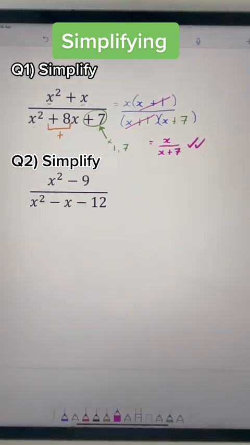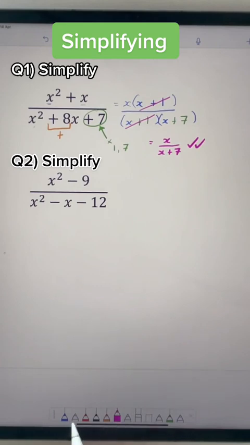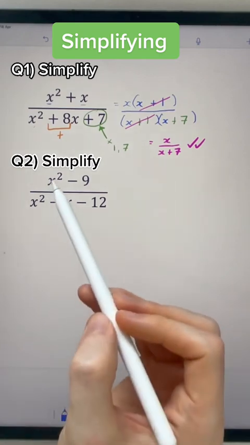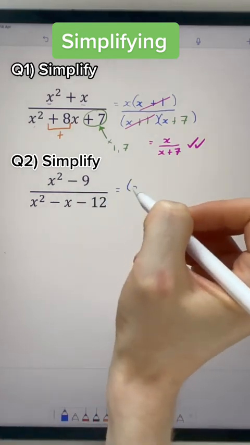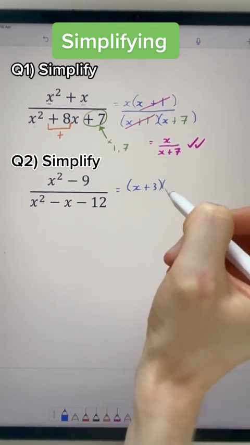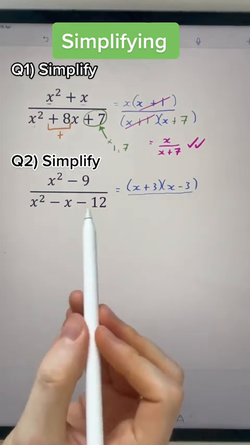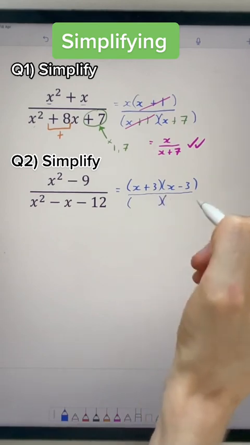For question 2, again, as we see pluses or minuses on the top or the bottom of our algebraic fraction, we start by factorising the top and the bottom separately. On the top, we should notice that this is the difference of two squares, as we've got a squared term, subtract a squared term, as 9 is 3 squared. Therefore, the top factorises into x plus 3 multiplied by x minus 3. On the bottom, once more, we have three terms, a quadratic in terms of x. So again, it's going to factorise into double brackets.